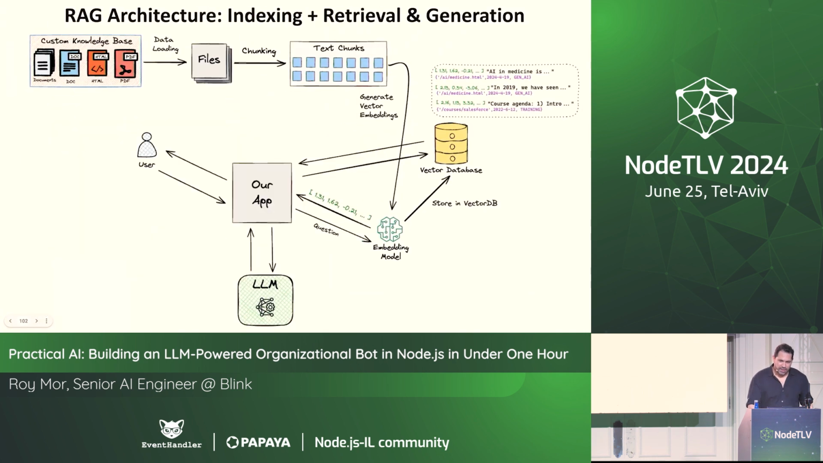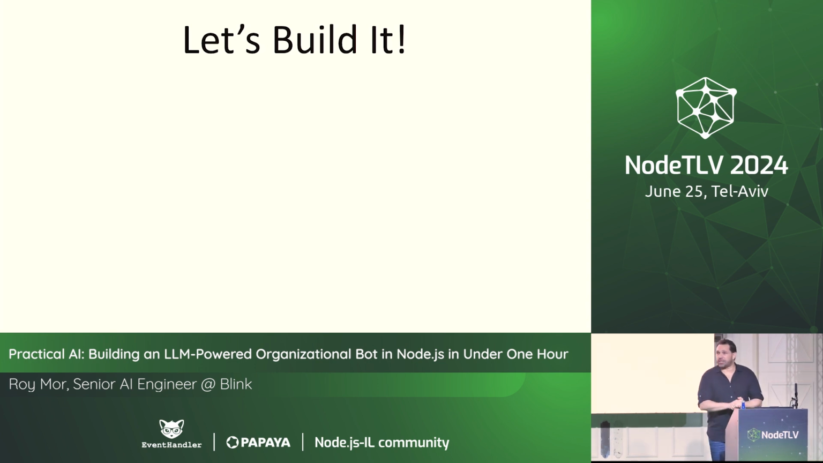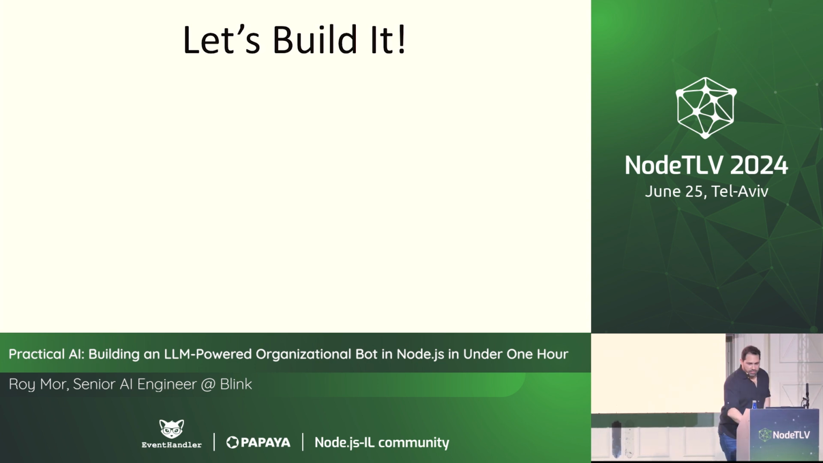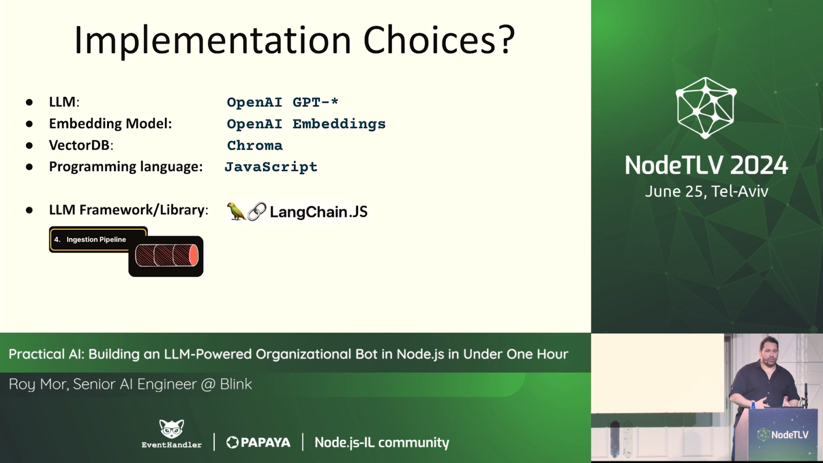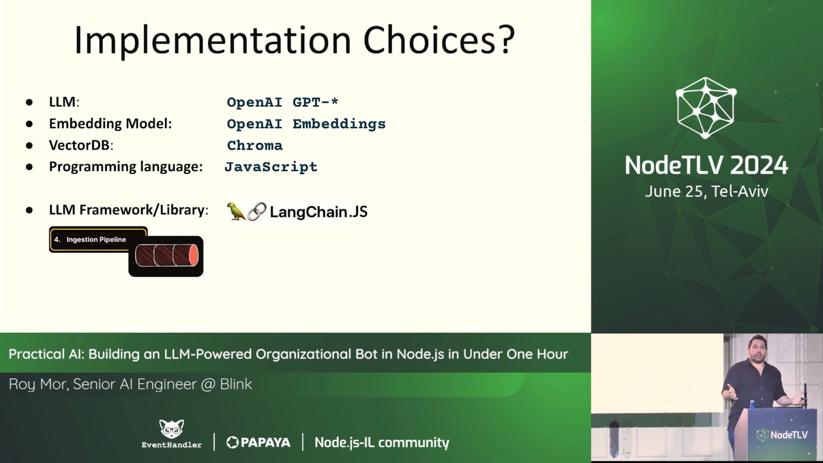So let's build it. We're ready to build it in JavaScript? All right. So before we build it, we need to make some implementation choices. For an LLM, I'm going to use one of OpenAI's GPT models. For the embedding model, the OpenAI embeddings. For a vector DB, I'm going to use Chroma, which is an open source vector database that we can run locally. I'm going to use JavaScript this time.